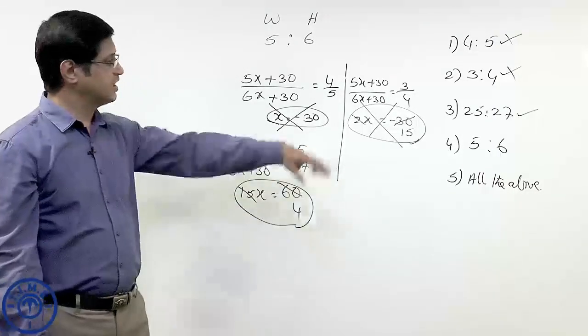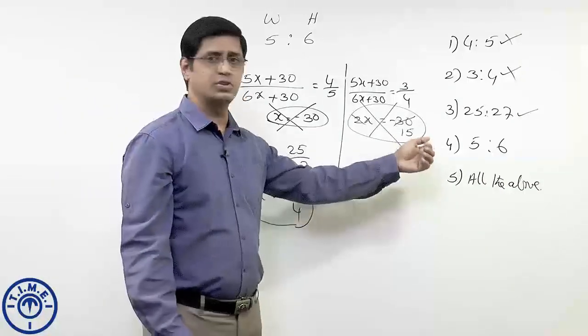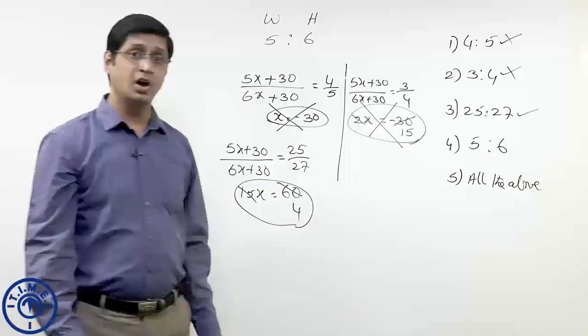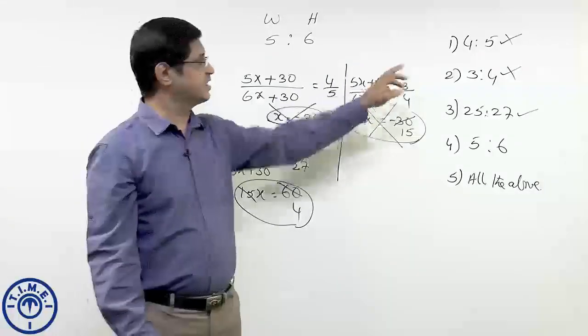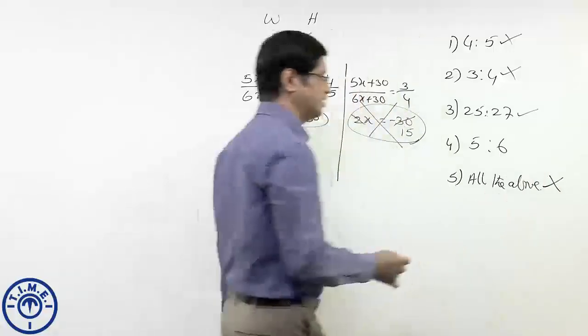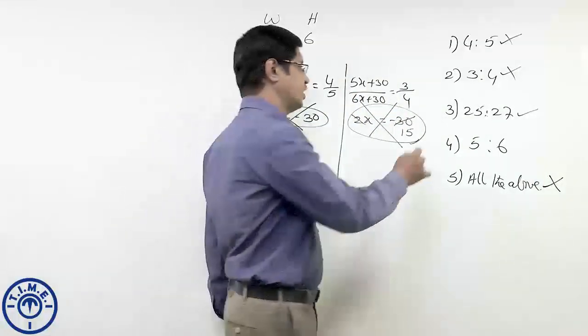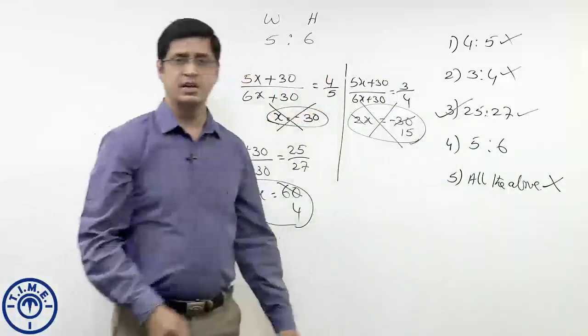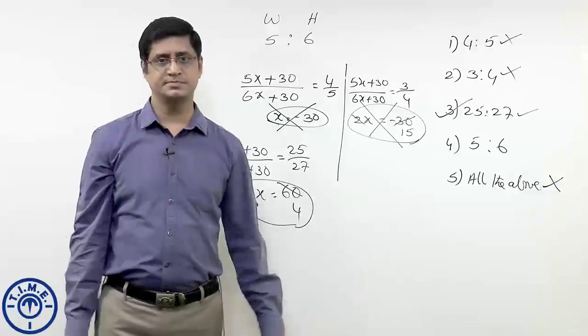Now, what about the next option? If you observe, the next option is one more ratio given, and the fifth option is all the above. Now, when the first and second are not satisfying, it is not possible for this option. This option is not possible. Then what is the right choice here? Only option 3 is the right choice for this question.